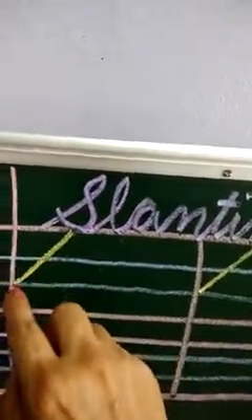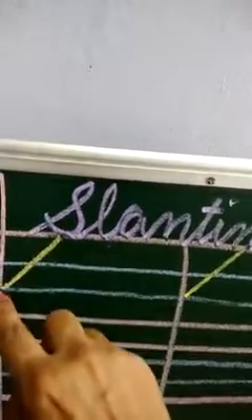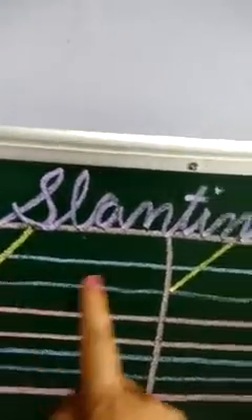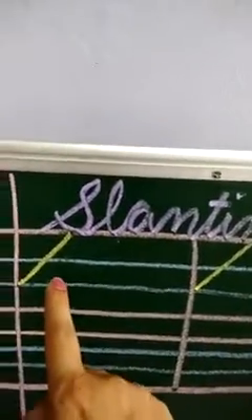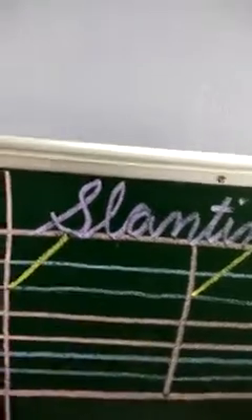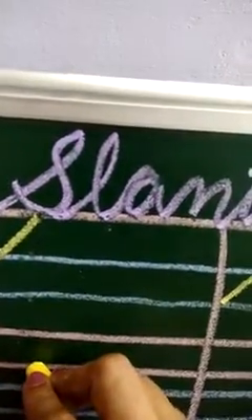It is a little bit slanted. Okay, it is a slant. It is a slant. Now this is one way to write the slanting line from down to up. But another way is also there, from up to down.